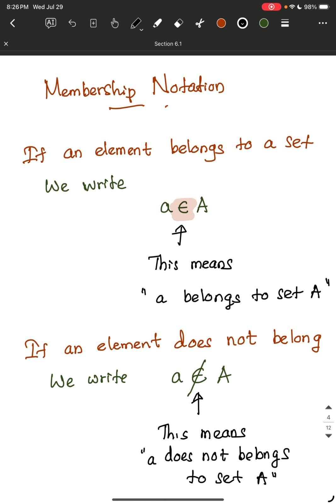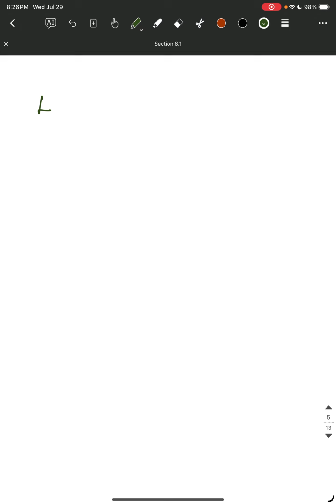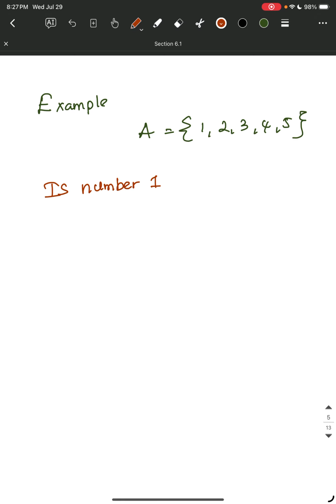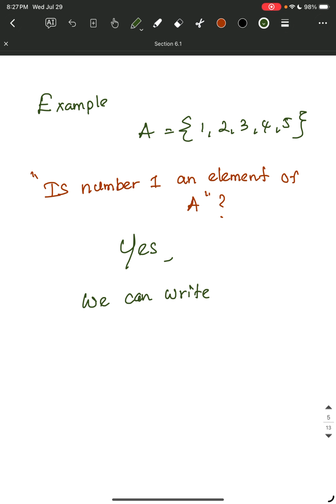Right? So let's see an example. Let's use the same set A, which has five numbers: 1, 2, 3, 4, 5. Is number 1 an element of set A? Yes. So we can write 1 belongs to set A.